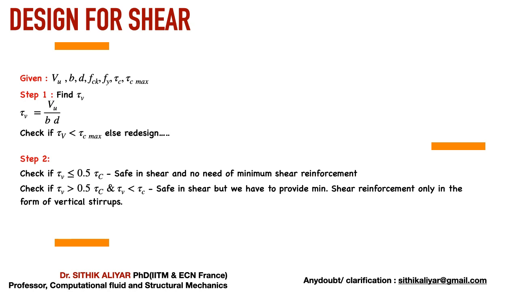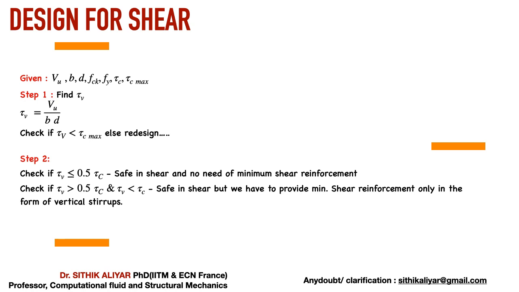But if it is greater than 0.5 tau C and lesser than tau C, consider the stress coming from outside is 0.7, and your tau C is 1 MPa. So it is in the range of 0.5 to 1, right? Although it is safe in shear and you don't need any extra shear reinforcement, as a safety factor you should provide at least minimum shear reinforcement, also only in the form of vertical stirrups.